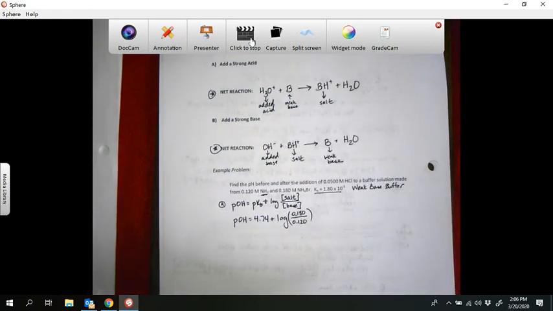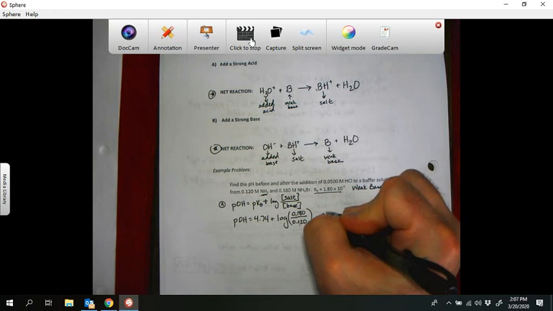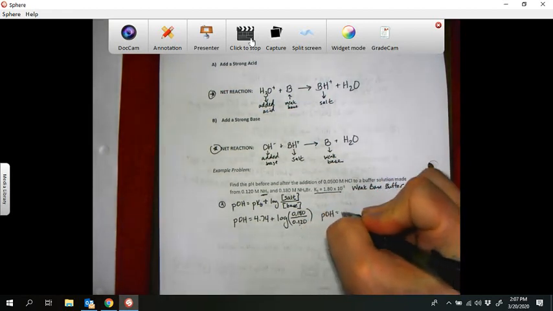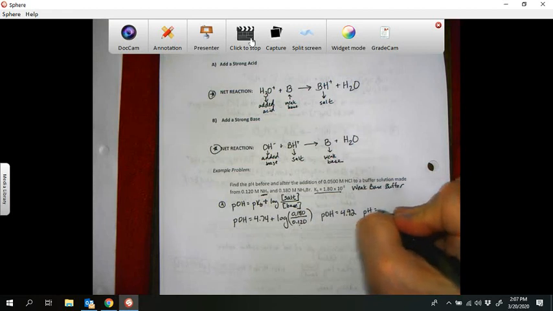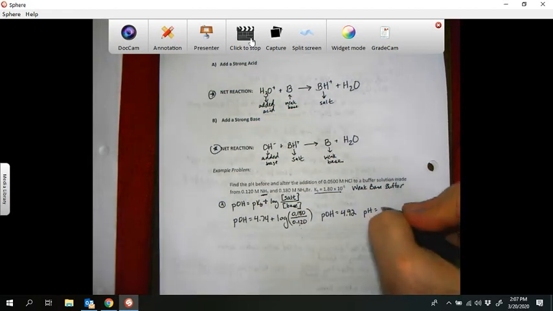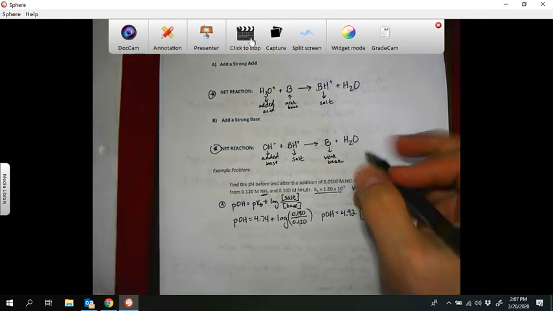So when you put this in a calculator, if you're not getting the same answers that I am, do the math inside the parentheses and then take the log of that answer and then add it to 4.74. And you should get a pOH of 4.92 and a pH, which is 14 minus that, of 9.08. So there is one of our answers. That is before the addition of HCl.